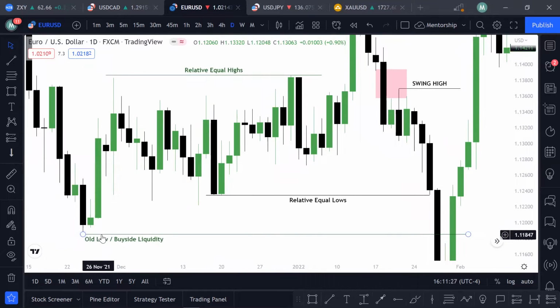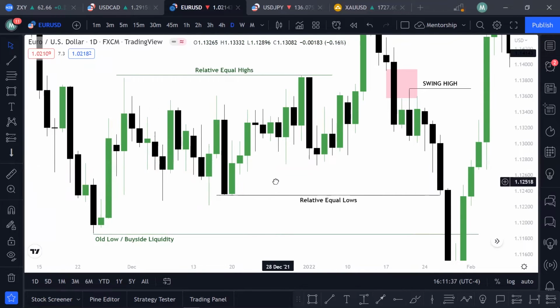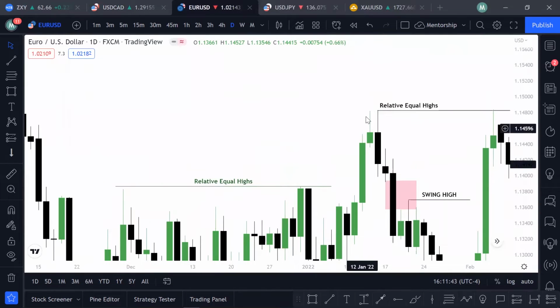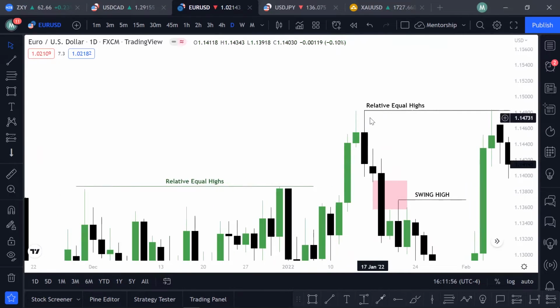We have an old low here, or the buy side liquidity. We have relative equal lows as well. Let's start with the relative equal highs here. Price trades through to this level. Okay? Which price level is this? Well, you're going to look for smart trading entries under institutional levels. So this is an 80 level.